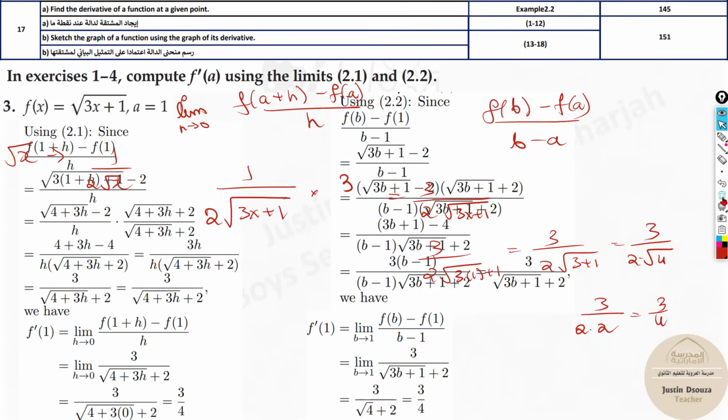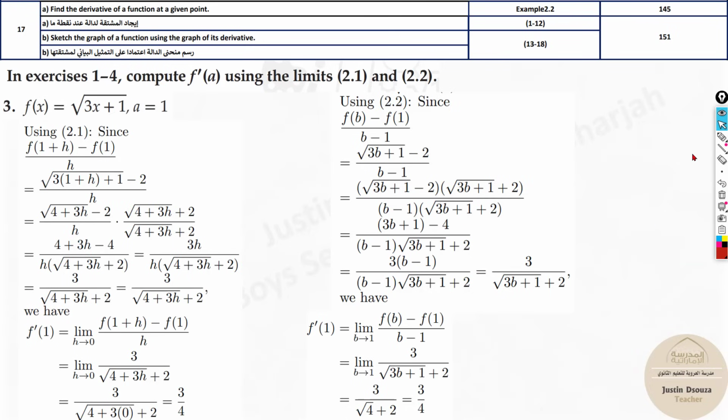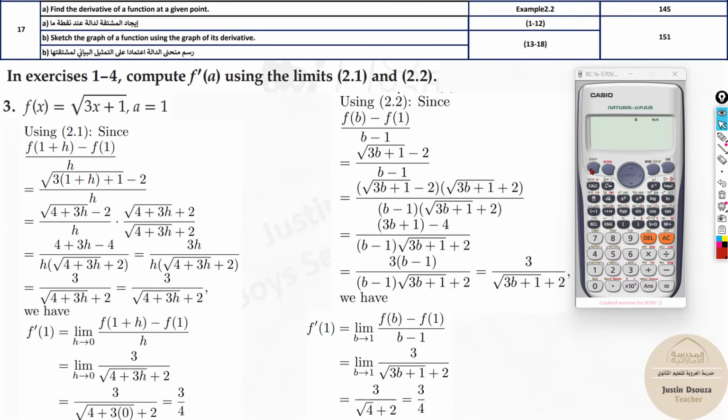Even if you do in calculator, I'll just remind you how to do in calculator. All you need to do is press shift and this symbol over here, and now type the equation as it is. 3 alpha x plus 1. What is the x value given? That's the a value over here. It's mentioned as 1. The answer is 0.75 or 3/4.